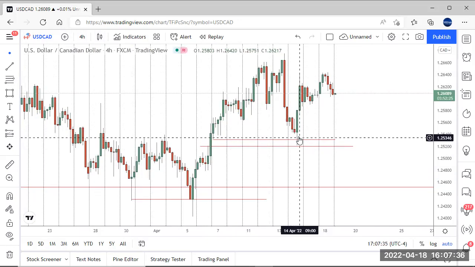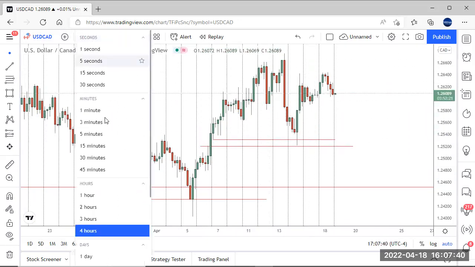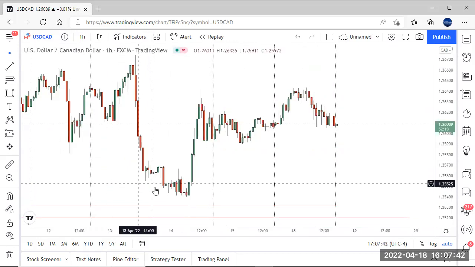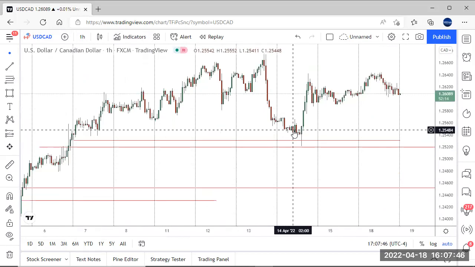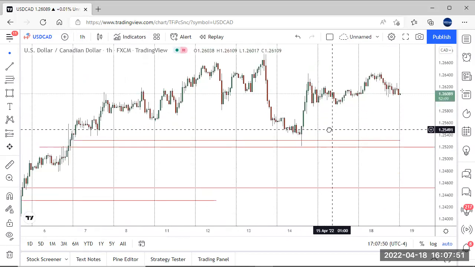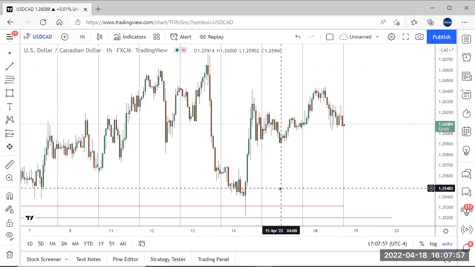So let's say you missed this low though. You didn't catch the low here and you're bummed. Let's go down to the 1 hour time frame. You see anything you can take to get in sync on April 14th? I don't see anything on 1 hour. Okay, let's drop down and look at the 30-minute.